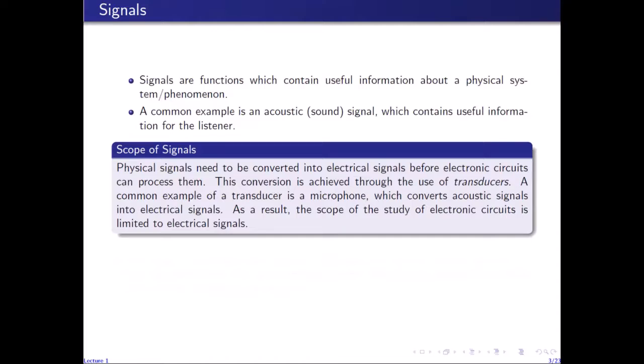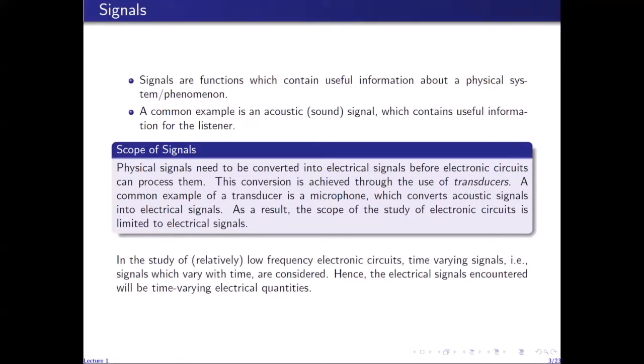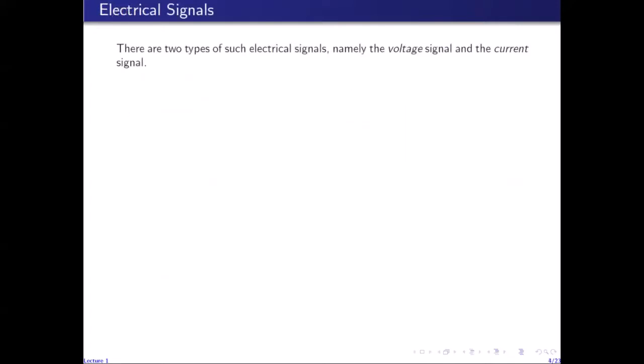So in the study of electronic signals, we will limit ourselves to electrical signals only. We won't be concerned with physical signals and their conversion through transducers. Furthermore, for low-frequency electronic circuits, time-varying signals will be considered. So the electrical signals that we will encounter in this course will be time-varying electrical quantities. There are two types of such electrical signals, namely the voltage signal and the current signal.